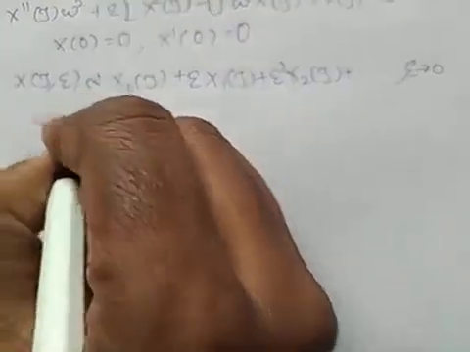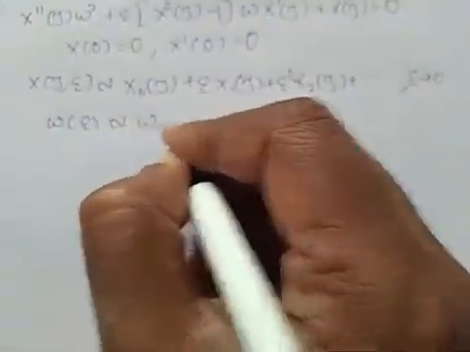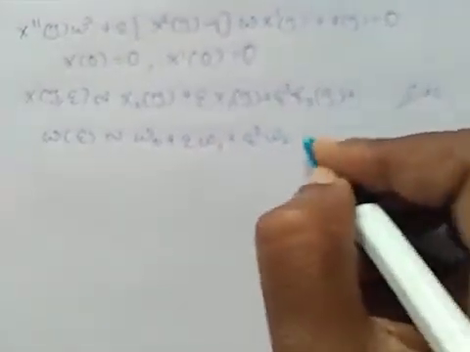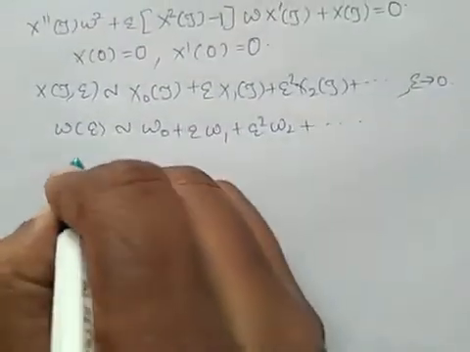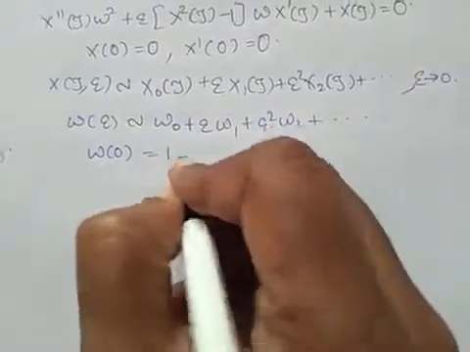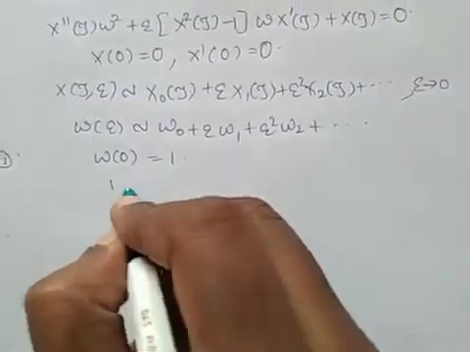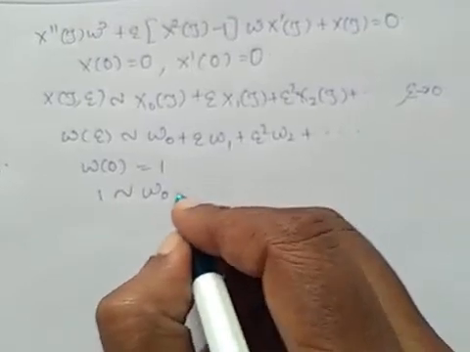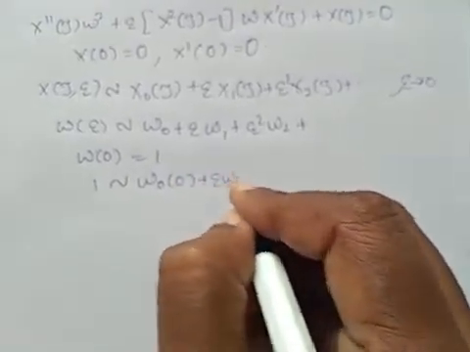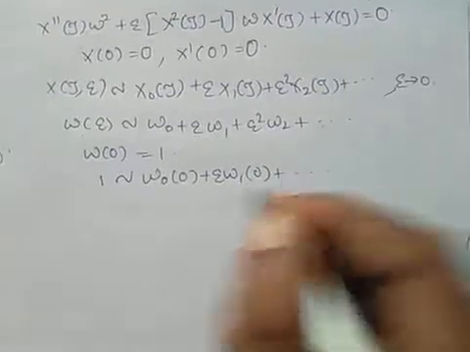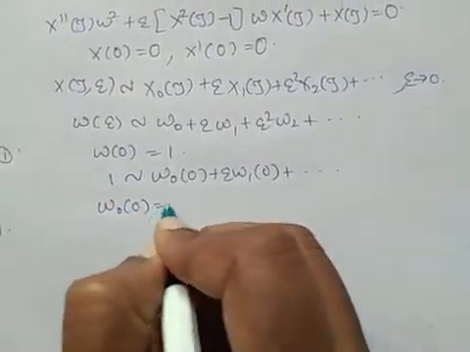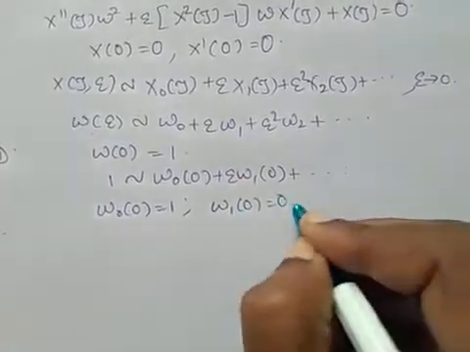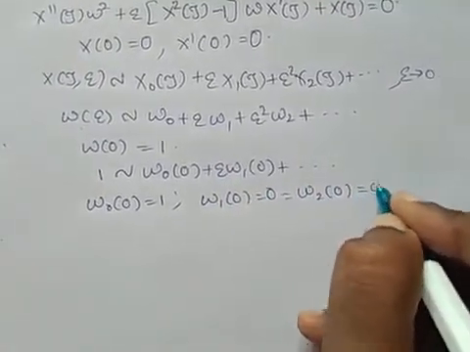Also omega of epsilon is asymptotic to omega naught plus epsilon omega 1 plus epsilon square omega 2, etc. We are having the condition omega of 0 equal to 1. Therefore, 1 is asymptotic to omega naught of 0 plus epsilon omega 1 of 0, etc. This implies omega naught of 0 equal to 1, omega 1 of 0 equal to 0, omega 2 of 0 equal to 0, etc.